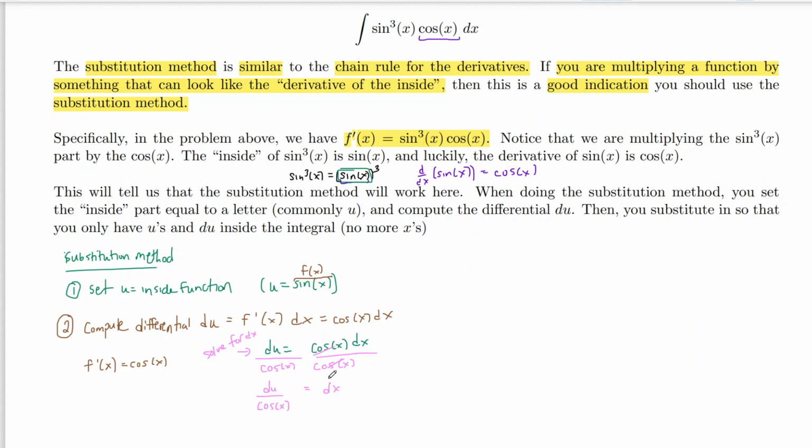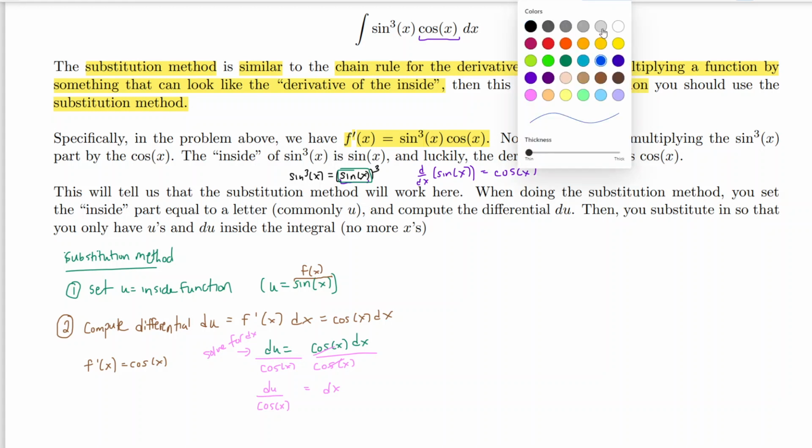Now, a lot of books and a lot of places might not tell you to do this or describe this step, because they want you to realize that it's right here. Well, what if you have a 2? What if you have a 1/2? What if you have something else? The easiest thing to do is mess that up. If I have a 2 here, is du going to have a 2 on it, or is it going to have a 1/2? If I have a 1/2 here, same idea. Well, if you do this, then you don't have to really worry about it.